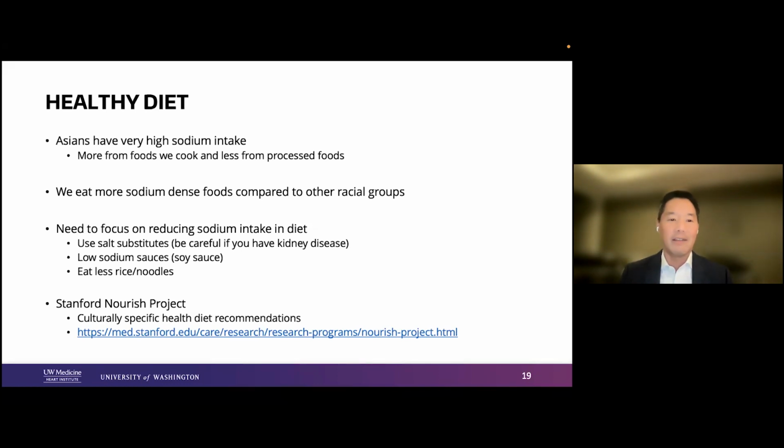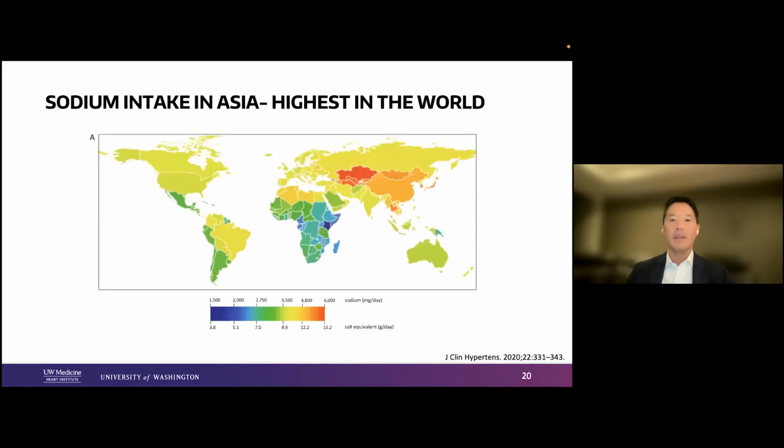One of the interesting things that I've seen and have observed is there's a lot of interest in creating nutrition and dietary recommendations that are culturally specific. So I put a link here to a program that is done here at Stanford called the Stanford Nourish Project. So if you go to this website, you can see that they provide some recommendations on ethnically specific diets for South Asians, for Koreans, for Japanese, for Filipinos. So there are ways that we now have opportunities to see healthy diets that are specific to our individual cultures.